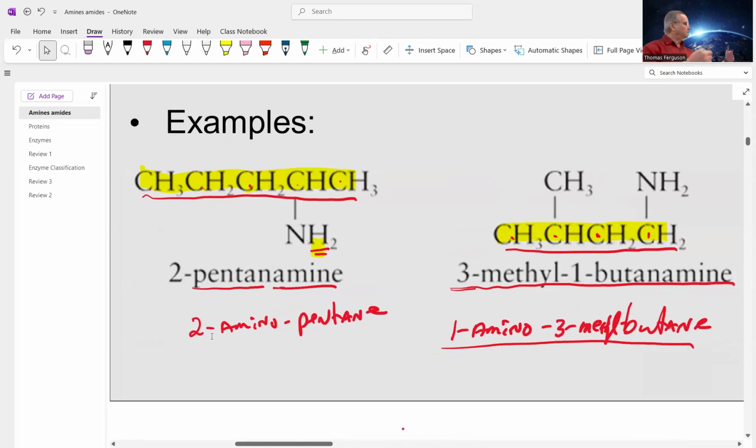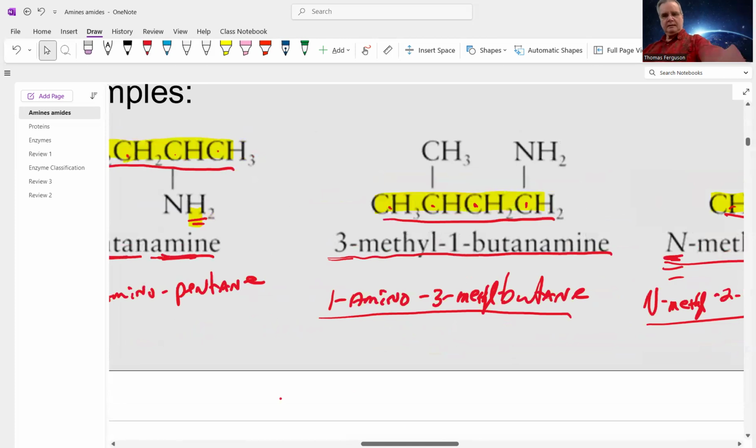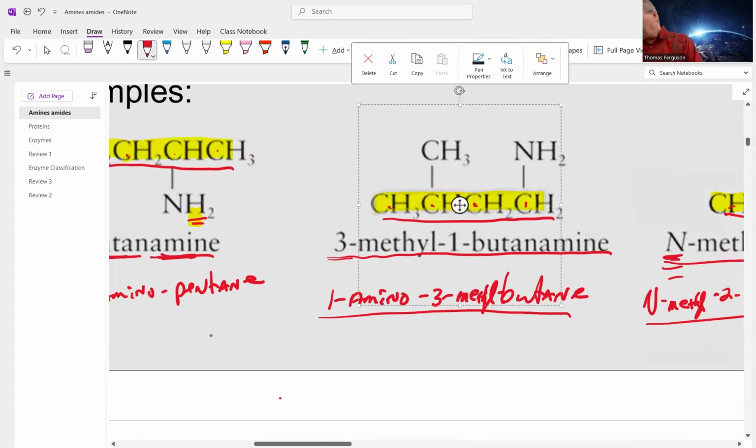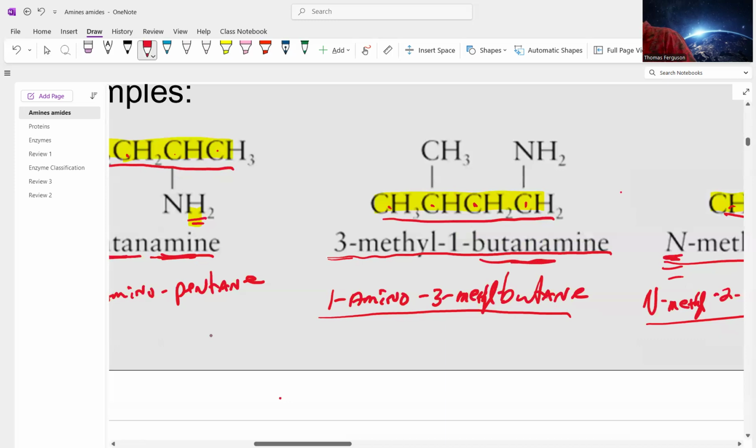So the main functional group is going to be amine this time. And in this case, we have nothing off the main primary backbone. So it's going to be 2-amino pentane. Here, the main backbone is going to be 1, 2, 3, 4, a 4-carbon backbone, and it's the buta. And it's an amine off of carbon number 1. And we have a branch this time off of carbon number 3. So it's going to be 1-amino-3-methyl butane.